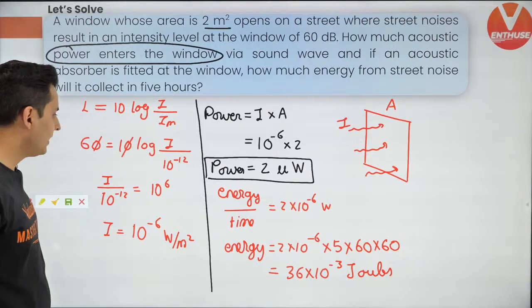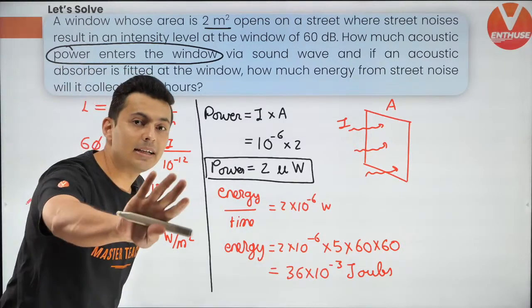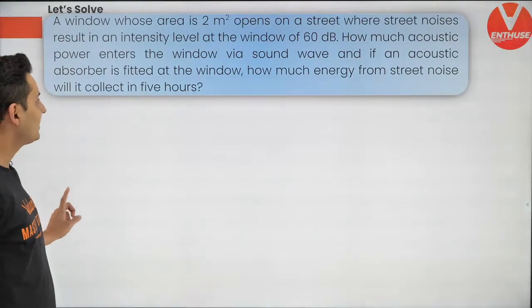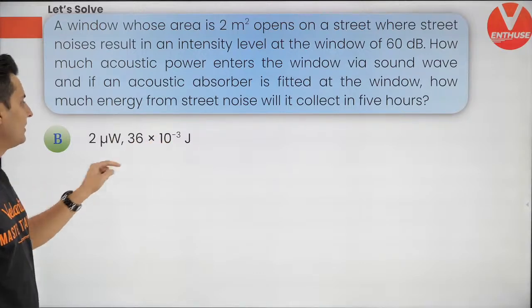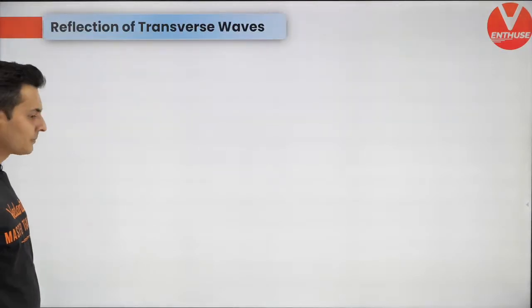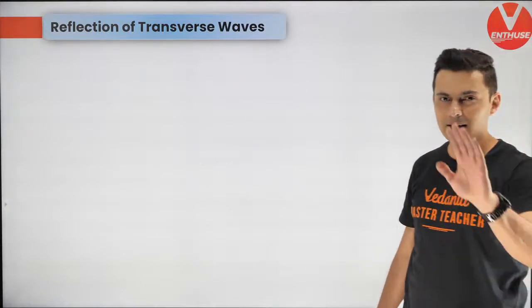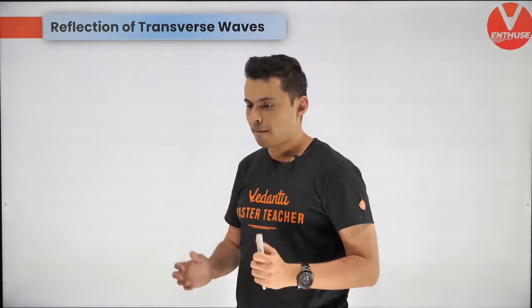That's it. Isn't it? Looks difficult, but it isn't if you solve it carefully. Yes, that's it. So 2 microwatts and 36 into 10 to the power minus 3 joules. Okay, now the last thing that I would like to tell you, just remember this is not a problem.